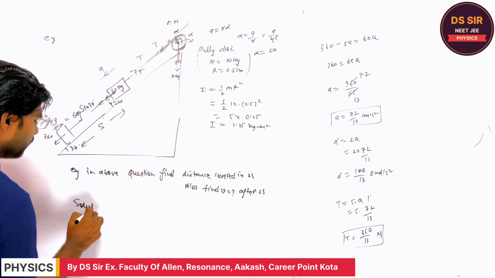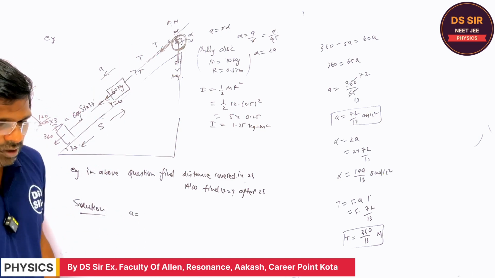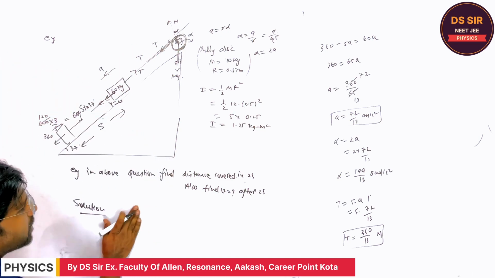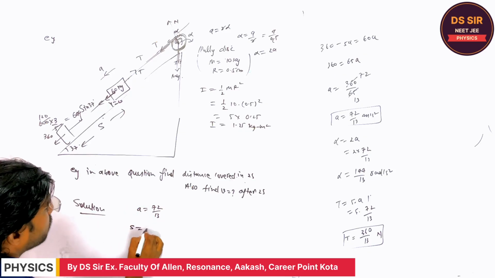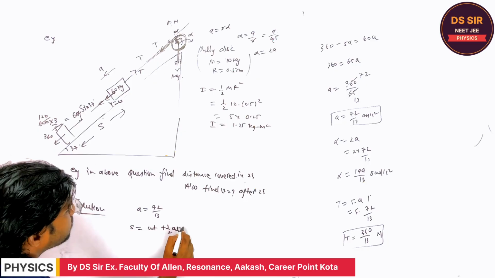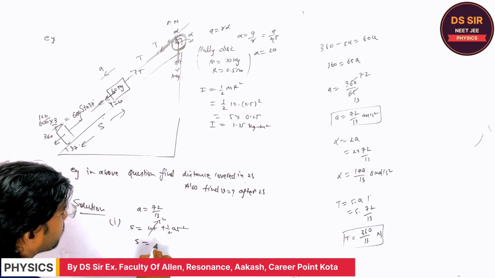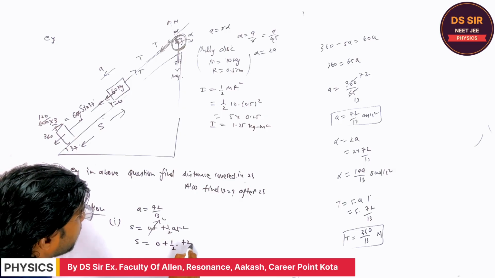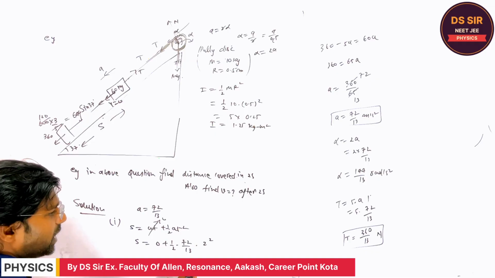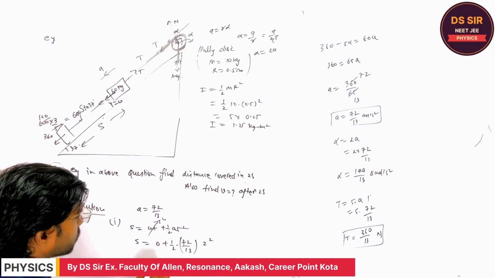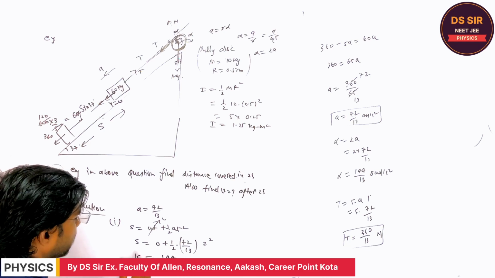I think you are getting the question now. Very simple. Once you found the acceleration, it becomes simple. The question is based on the equation of motion, the acceleration we have found is 72 upon 13. So s is equal to ut plus half at square I will apply. So u is 0. The distance travelled is 0 plus half a into t square, which is 2 square. Right? I think you are getting everything. So 2 will cancel out and 144 upon 13 meter will be the correct answer.